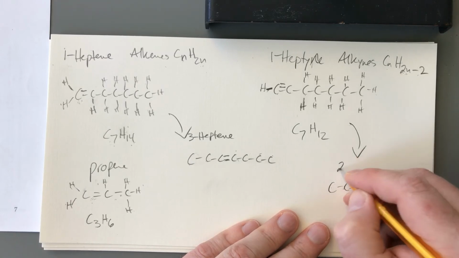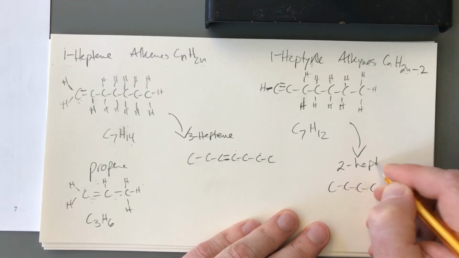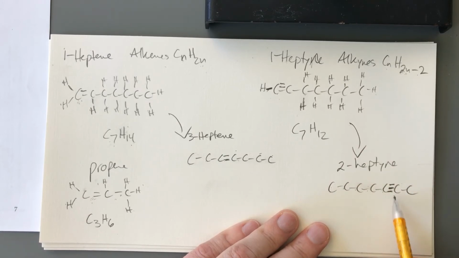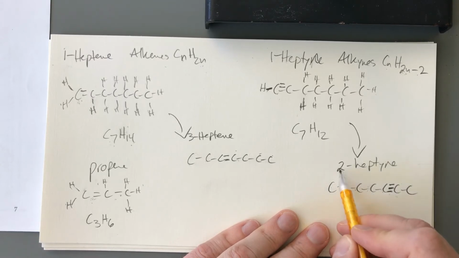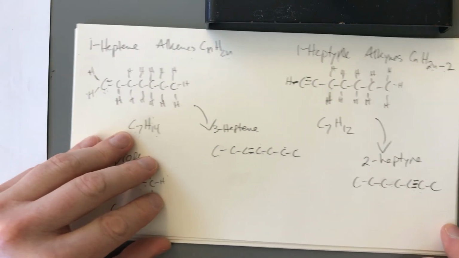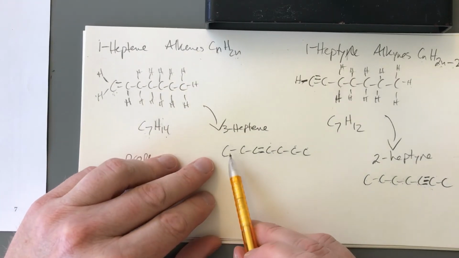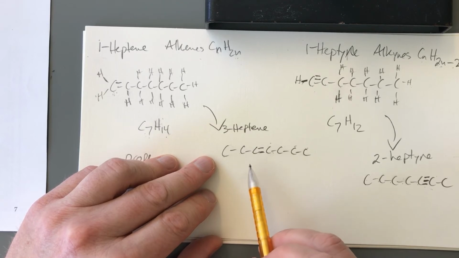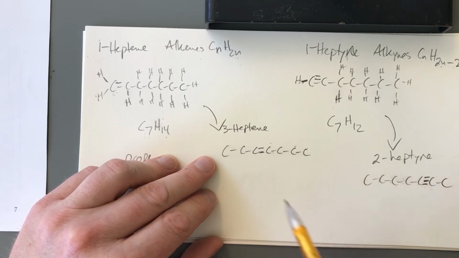This instead is going to be a 2 heptyne, because the triple bond is on the 2nd carbon. Okay, the triple bond starts on the 2nd carbon, so it's a 2 heptyne, not a 5 heptyne. 5 heptyne does not exist. Okay, it would not be accurate to write that. Now, as far as filling in all the hydrogens, again, every single carbon needs 4 bonds.